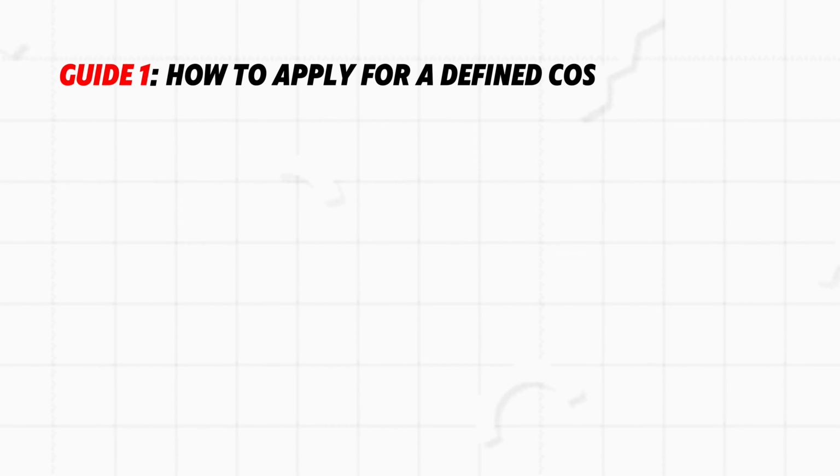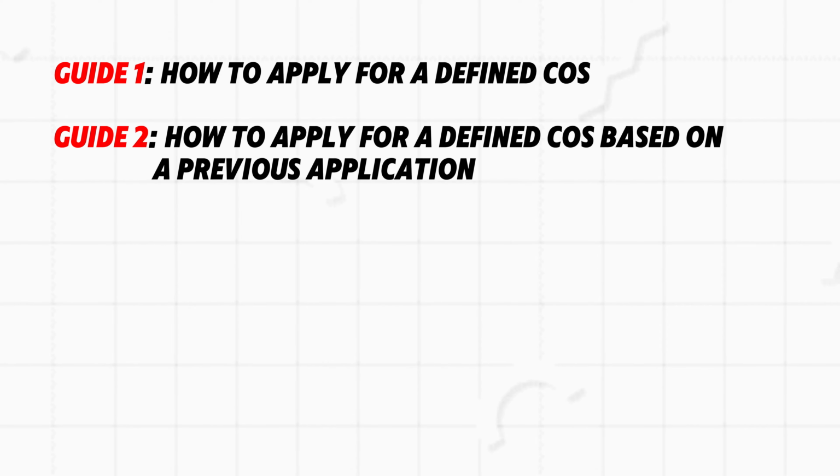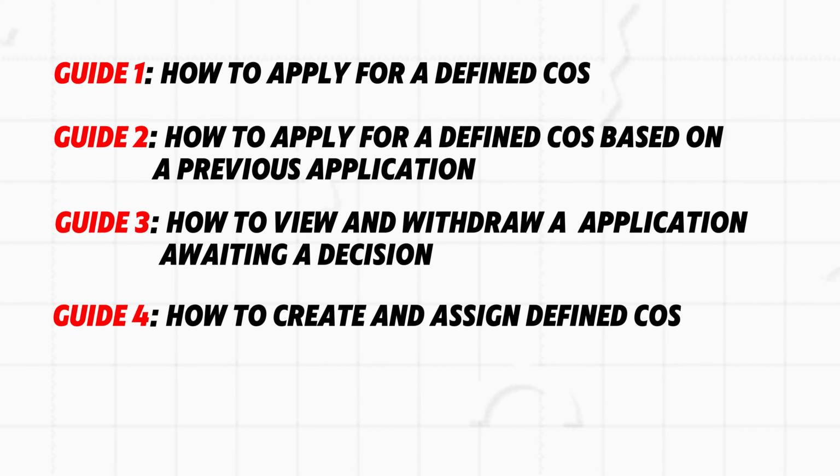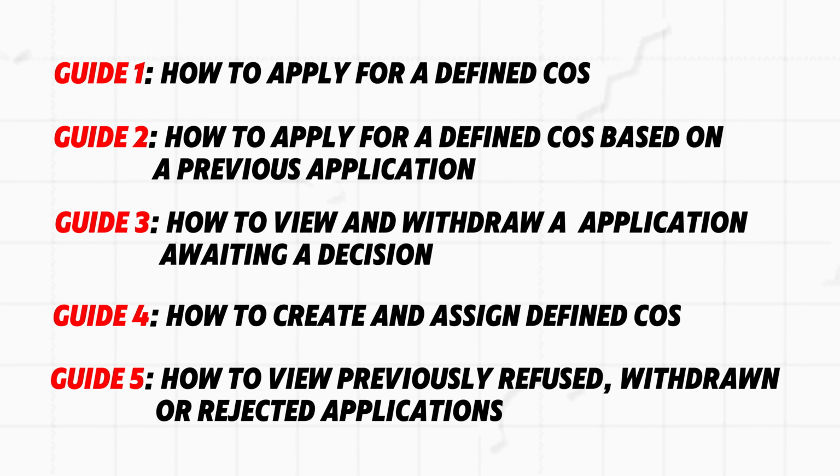In today's video, we will discuss how to apply for a defined certificate of sponsorship. How to apply for a defined COS based on a previous application. How to view and withdraw an application awaiting a decision. How to create and assign defined COS. How to view previously refused, withdrawn, or rejected applications.